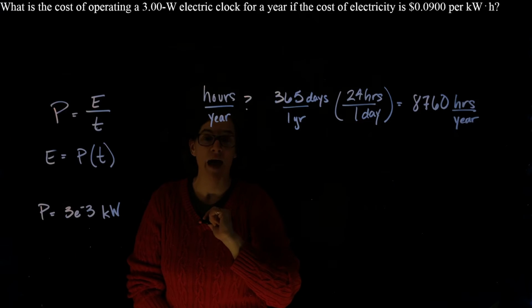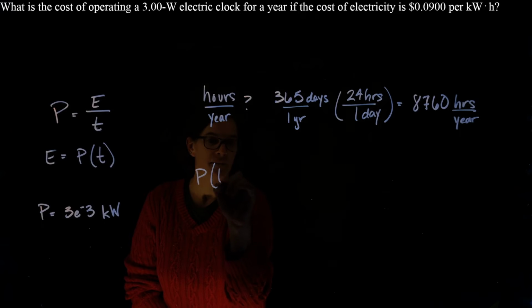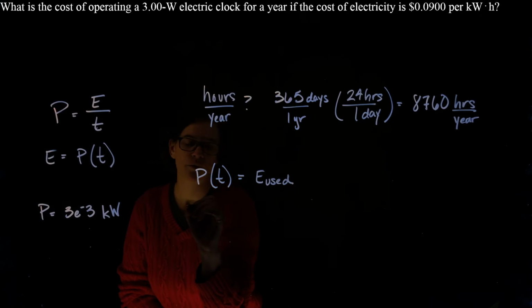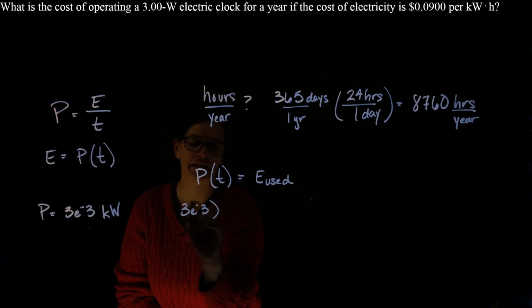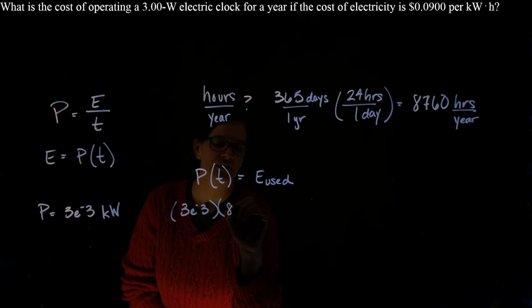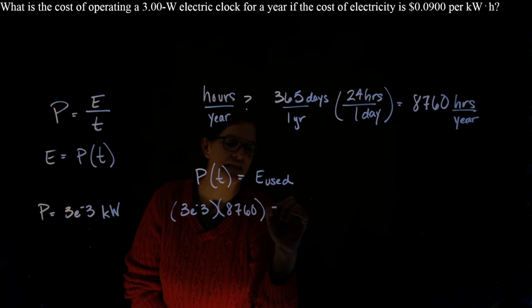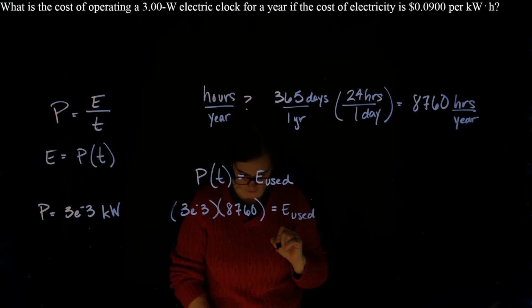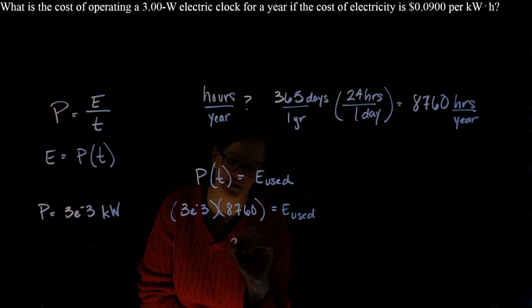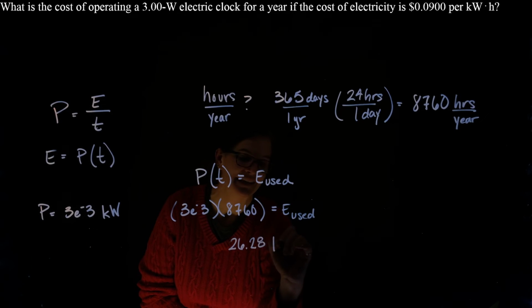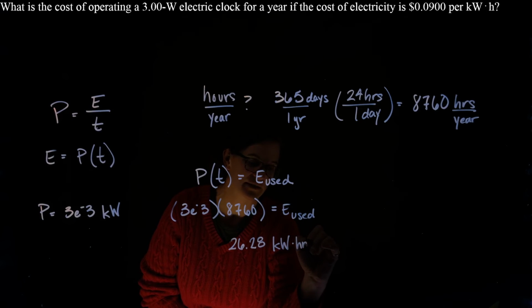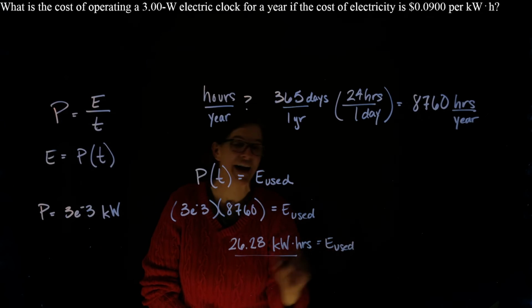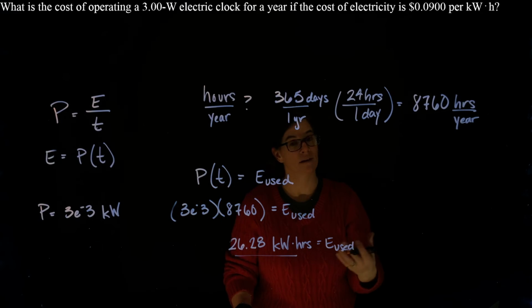So we do that for that many hours. The power times the amount of time is our energy used. So the power, 3 times 10 to the minus 3, times the amount of time, 8,760, is equal to our energy used for that year. Our energy used is 26.28 kilowatt hours. So that's how much energy is used by that 3-watt device over the course of a year.